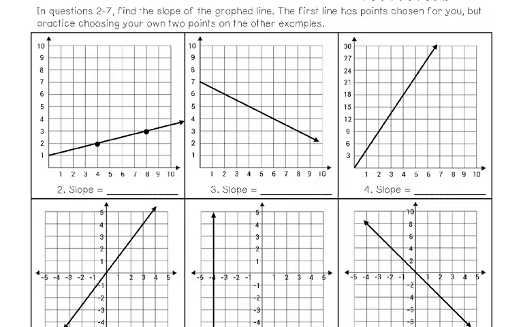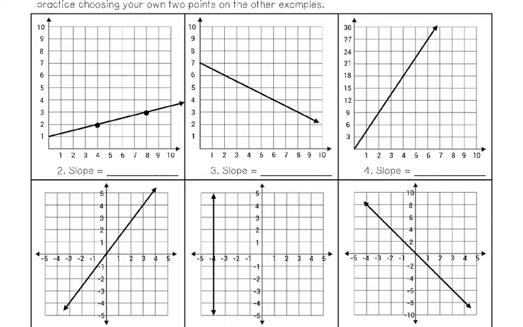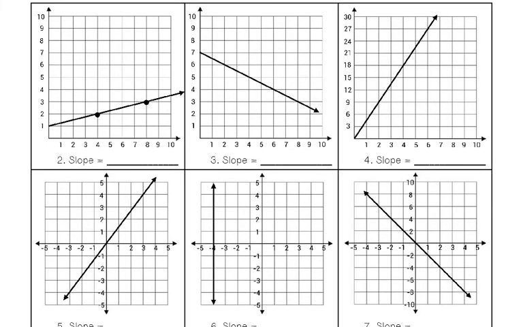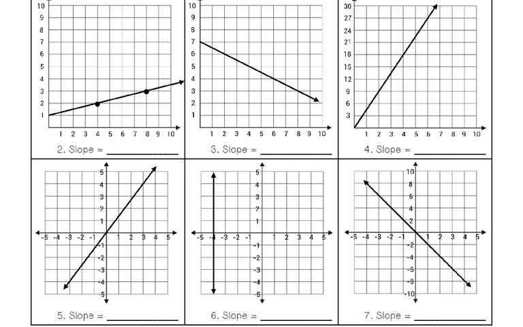So let's continue practicing this on questions 2 through 7. It says, find the slope of the graphed line. The first line has the points chosen for you. But on these other examples, you get to choose your own 2 points. So let's go ahead and take a second. If you feel comfortable, go ahead and pause the video and try finding the slope of each one of these graphs all by yourself. Then press play whenever you're ready to check.